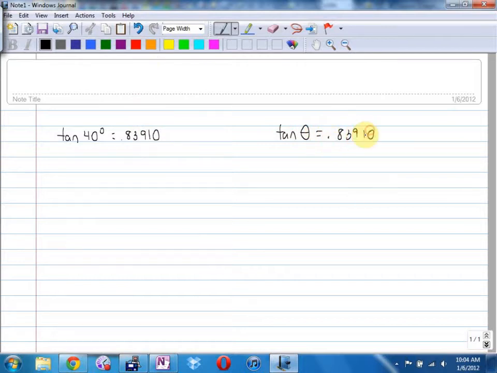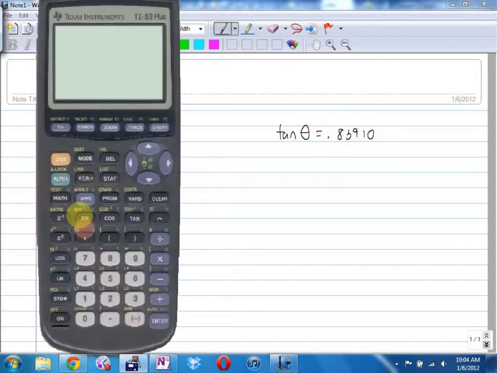Now, that also means if I told you that the tangent of some mystery angle was 0.83910, you should be able to find the angle by going second function, 0.83910. Can you try that? Does that give you your 40 degrees? Close. We've rounded off. It's not exactly 40, but close.